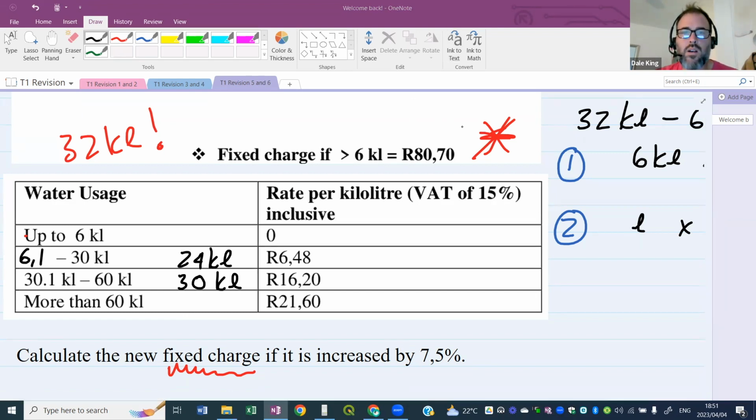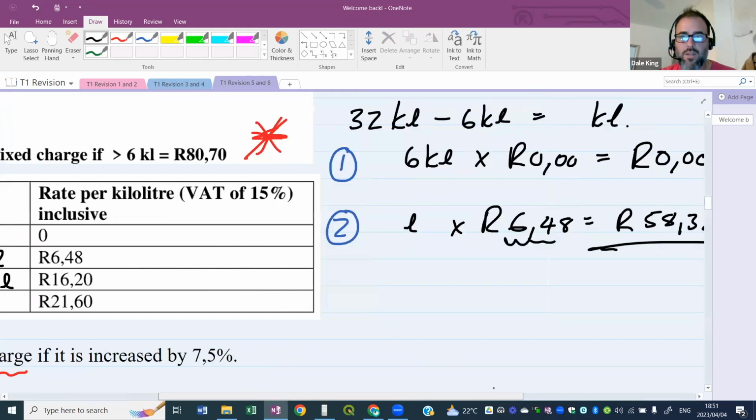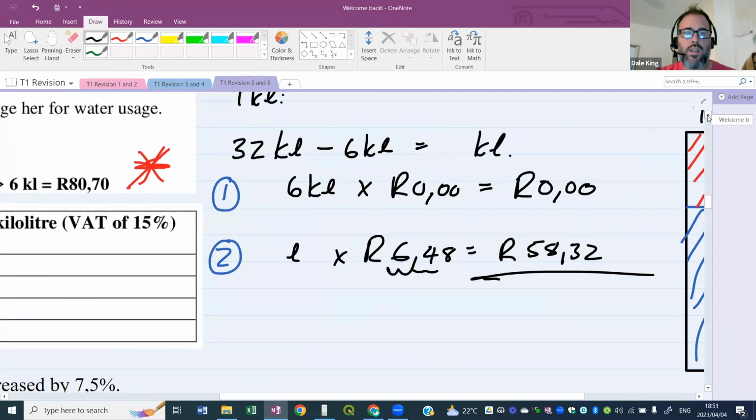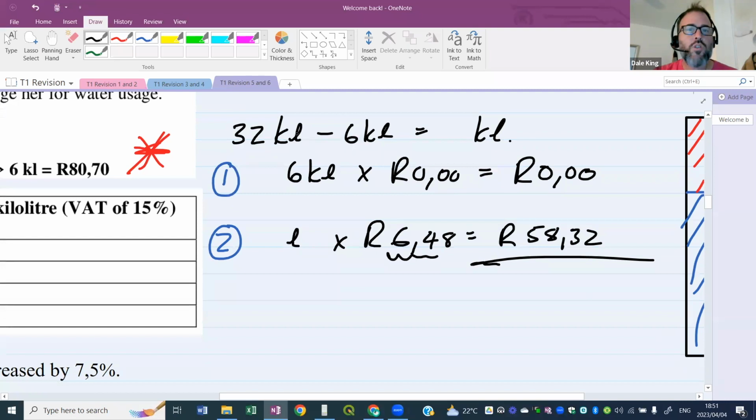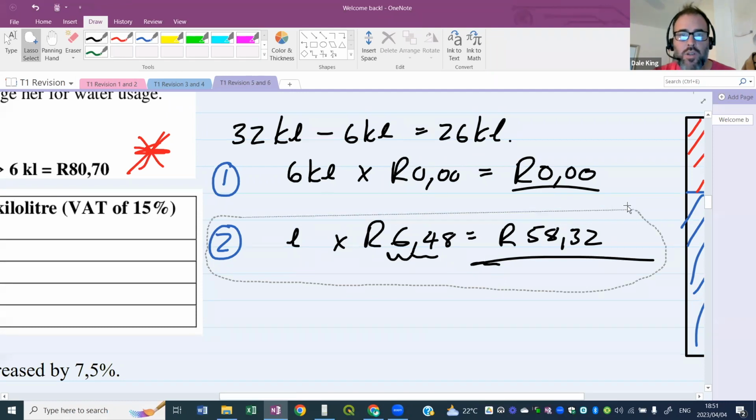All right, excellent. We've got a whole lot of answers now, so let's have a look. 32 kiloliters. Oh my gosh. I'm going to go back to my method here, and I'm going to start with my 32. I'm going to remove 6 like we always do. 32 minus 6 is 26 kiloliters. So we've got 26 left to work with. The first 6 we charge at 0 Rand, so that's 0 Rand over there. Now we've got 26 kiloliters left, guys. Are we going to stay in the second bracket? That's the question you're going to have to ask.